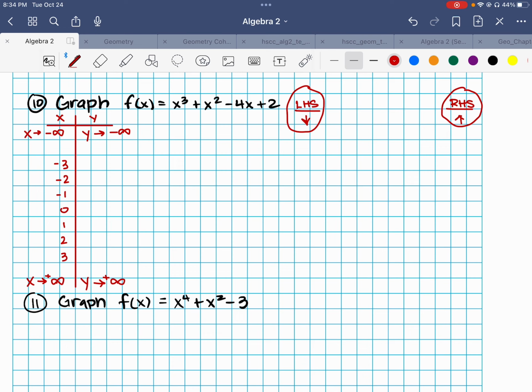I'm going to plug in 0, 0 here, 0 here, 0 here. That's going to give us 2. Next, I'm going to plug in 1. 1 here, 1 here, -4 there, 2 there. That's going to give us, I think that's 0. So we're going to get a 0 right there.